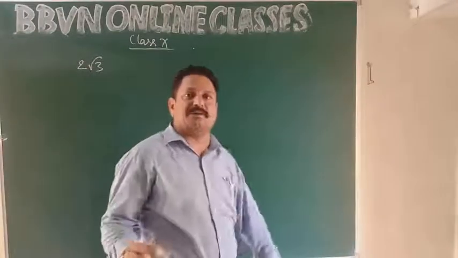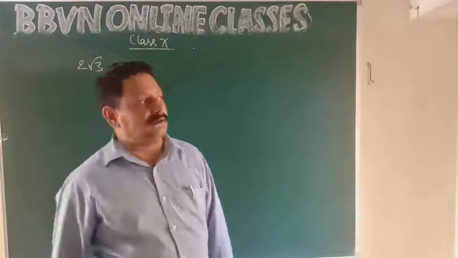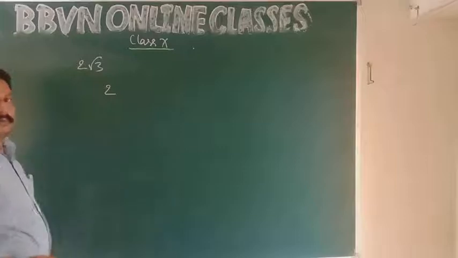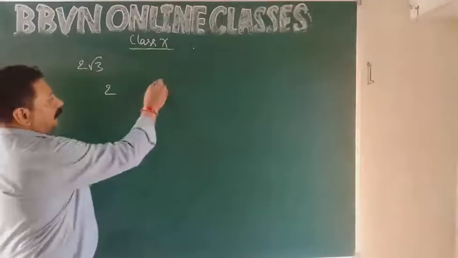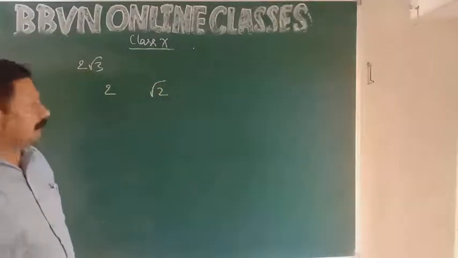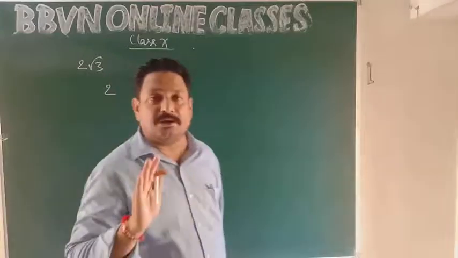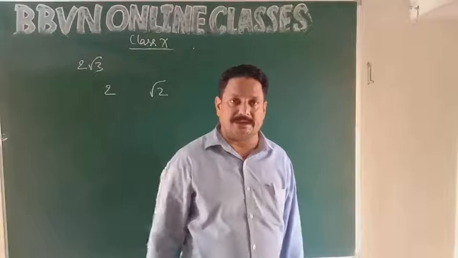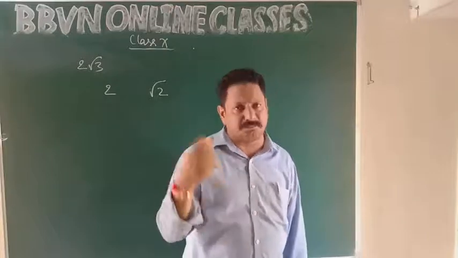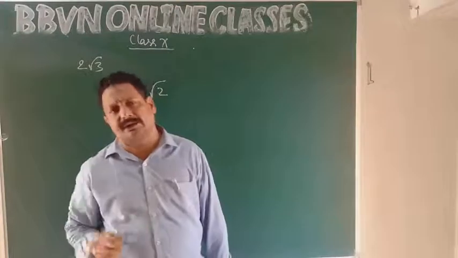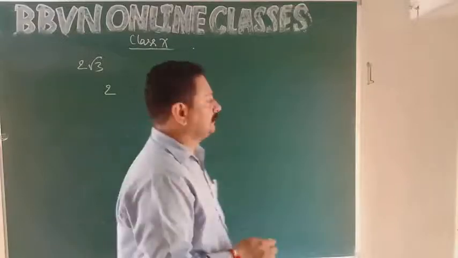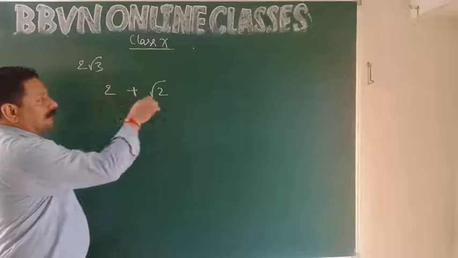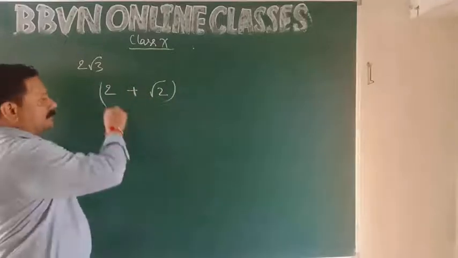There were options given: rational, irrational, whatever it is. So children, always remember, 2 is a rational number, under root 2 is an irrational number. The square root of a non-perfect natural number is always irrational. Under root 2, under root 3, under root 5, under root 6, all these are irrational. We call them surds. Rational plus irrational is irrational.